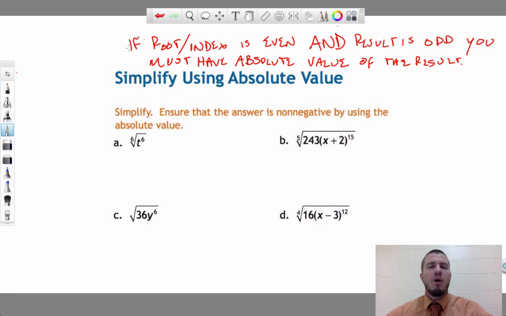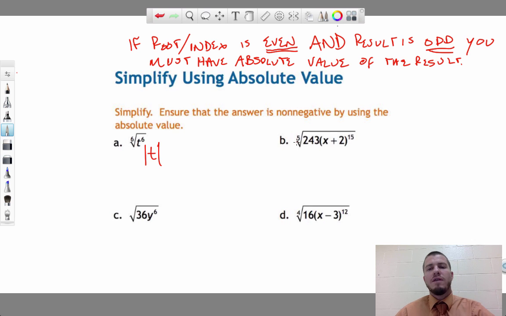So there's some detailed parts here that we're going to go through with simplifying and using the absolute value. If the root or the index is even and the result is odd, you must have the absolute value under your result or your answer. So for this one, the root is even. So when I say 6 goes into 6 one time, that means t to the first comes out. Because the result is odd and is a 1, I need to have the absolute value around this. So it's the absolute value of t.